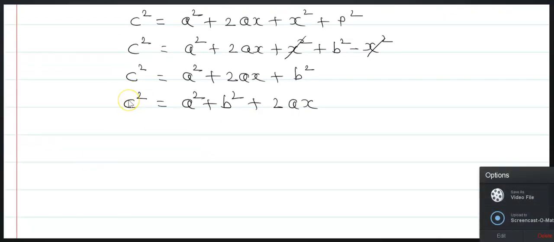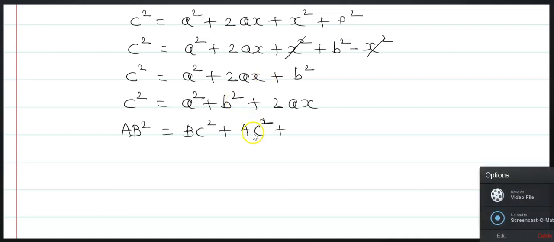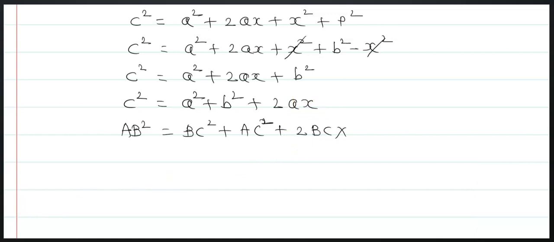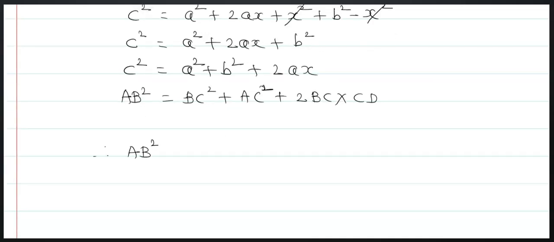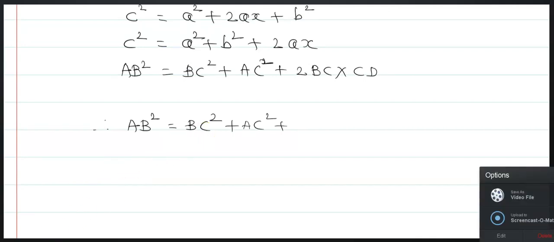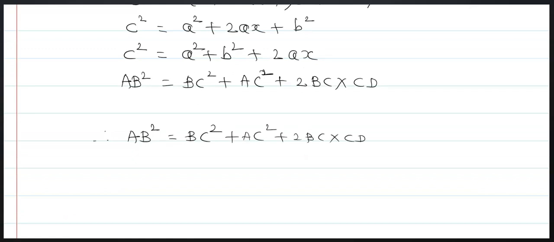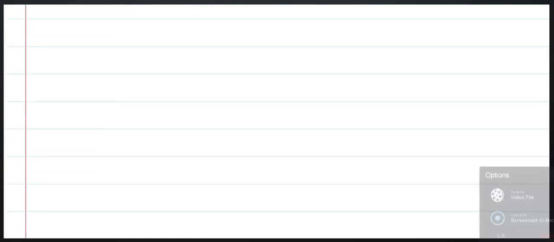Now we'll substitute the value. C square means AB square. A square means BC square, and B square means AC square, plus 2 times a, where a means BC, and x means DC, so 2 BC into DC or CD. Therefore, AB square is equal to BC square plus AC square plus 2 BC into CD. This is what we wanted to prove.